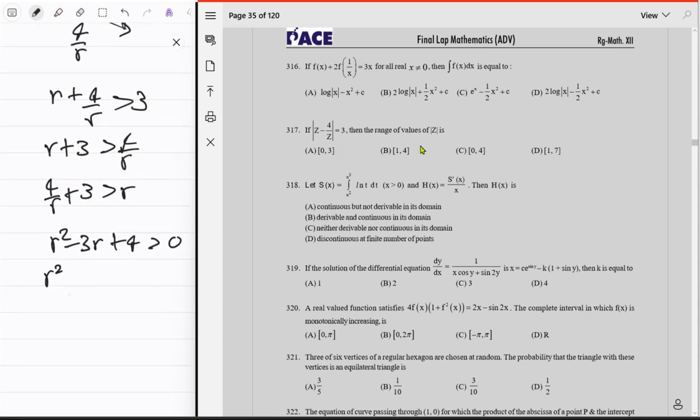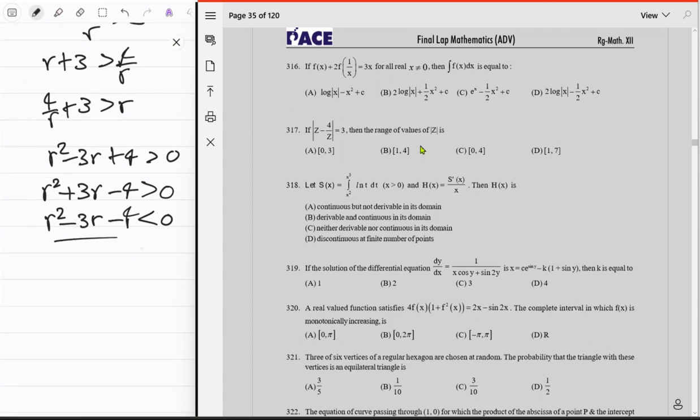Then r squared, wait, what? r squared plus 3r minus 4 is bigger than 0. And then also r squared minus 3r minus 4 is less than 0. That should also happen. So you can write this as r minus 4 times r plus 1 less than 0. So r belongs to negative 1 to 4.